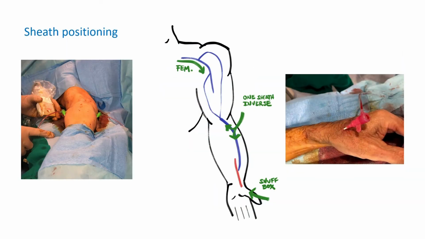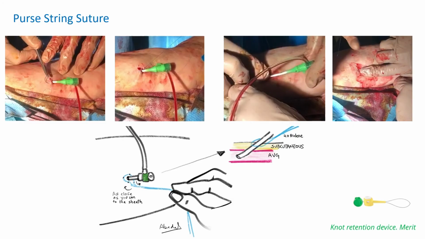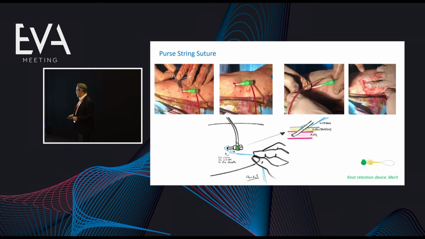Sheath positioning, nothing new in this audience, just 3 different things. You can go up through femoral with 100 centimeters sheath. You can use one sheath inverse for going upwards and going downwards. Or this last thing we are doing, we are using the snuff box. So it's quite easy to puncture with ultrasound, and you can access both the arterial and the venous side with a very friendly angle. Purse string suture for the residents, taking care to put the suture in the subcutaneous, and you have some fancy gadgets like this knot retention device.